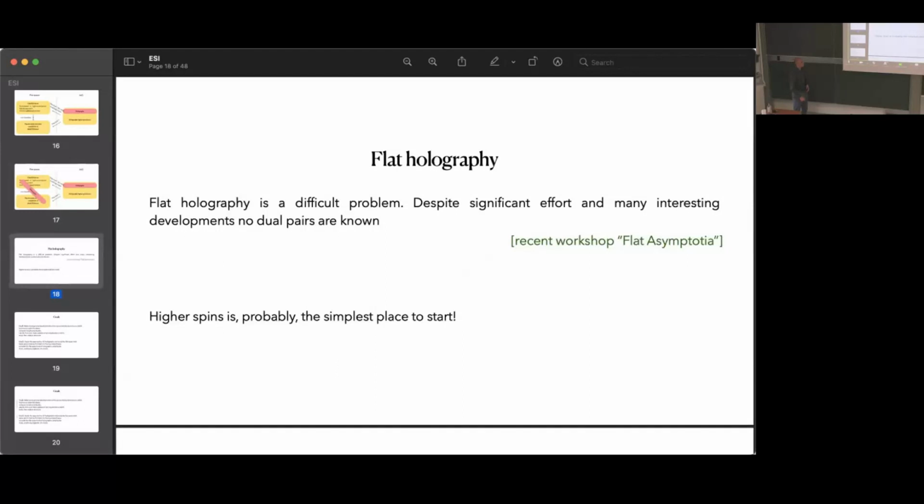Okay, so as I mentioned, flat space holography, I know that there are many experts in this field, and there are many efforts put into it. And so the subject is quite complicated. As I understand, despite significant effort, thus far there is no dual pair proposed. And if we are trying to make progress in this direction, it seems that higher-spin fields are the first place to start, because as you know, at least in the AdS case, it's the simplest example of the duality.